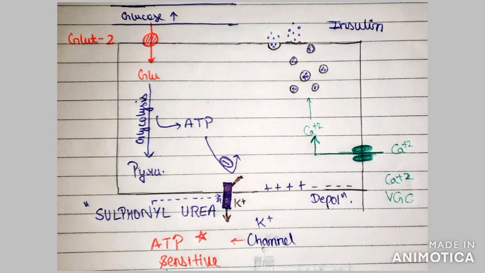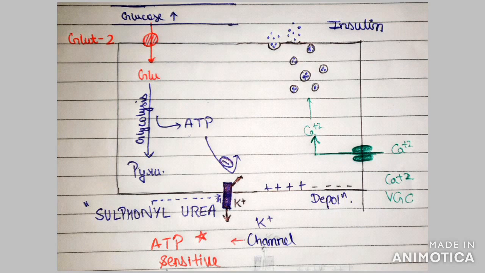Another important point is that there are some drugs known as sulfonylurea. They will inhibit the potassium channels, meaning they will act like the ATP, and the inactivation will lead to the depolarization and the insulin release subsequently. Meaning they can be used in diabetic patients to increase the release of natural insulin.